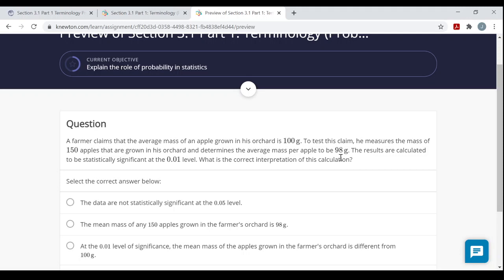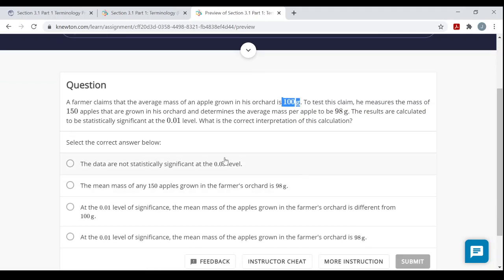What is the interpretation? Right? When they say results are statistically significant at a certain level, that just means that the probability of what the farmer did occurring is less than 1%, or less than or equal to 1%. Very small, very unlikely to occur. So that means that the probability of him picking 150 apples and having their average be 98 grams, when he said that the average was 100 grams, the probability of that happening is less than 1%.